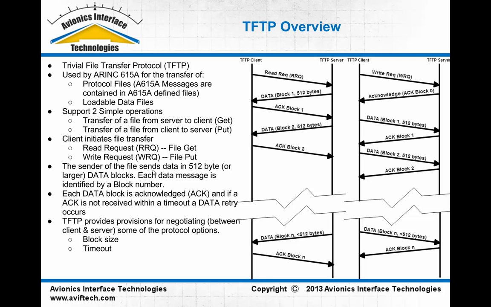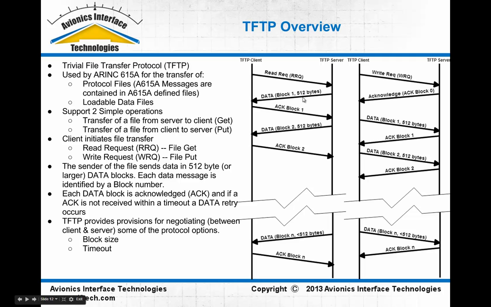The TFTP protocol, because all of the protocol files and the data files are exchanged using it, let's go over that real quickly. Pretty simple, two basic operations. One is a read request initiated by a client, the other is a write request initiated by a client. Clients can put or write files, and they can get or read files from a TFTP server. They start the operations off by sending a read request or a write request to the server. If it's a read request, the server side will acknowledge that with a data packet.